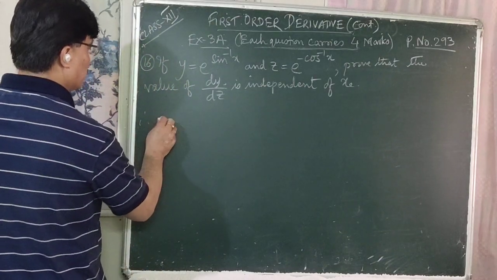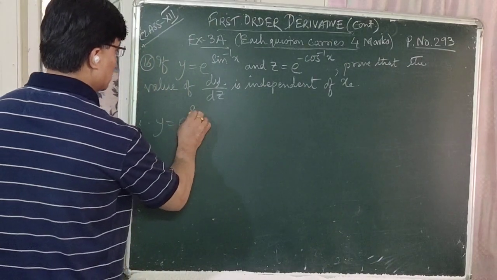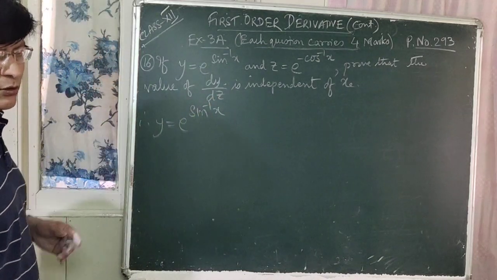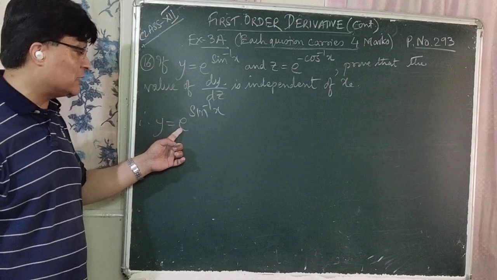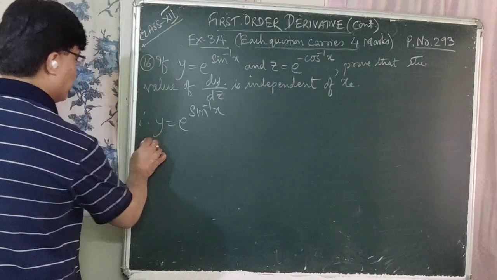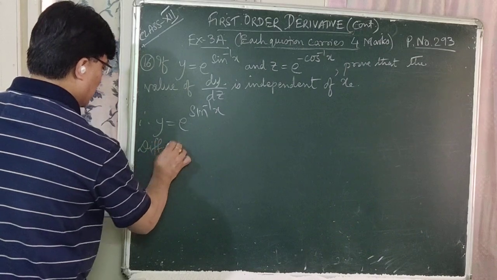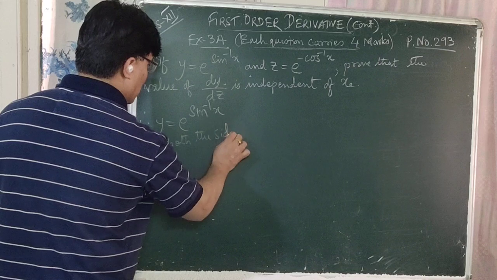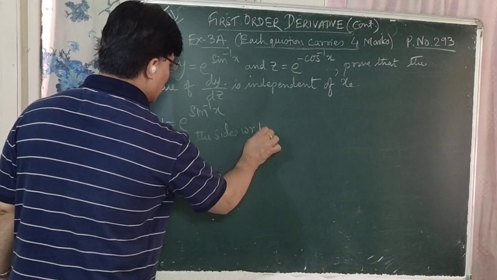So what is the first given one here? y is equal to e to the power sin inverse x. No need of taking log on both the sides here, because you know that e is the exponential function, you can take it as e to the power x, isn't it? So let us differentiate it. So I am differentiating both the sides with respect to x.